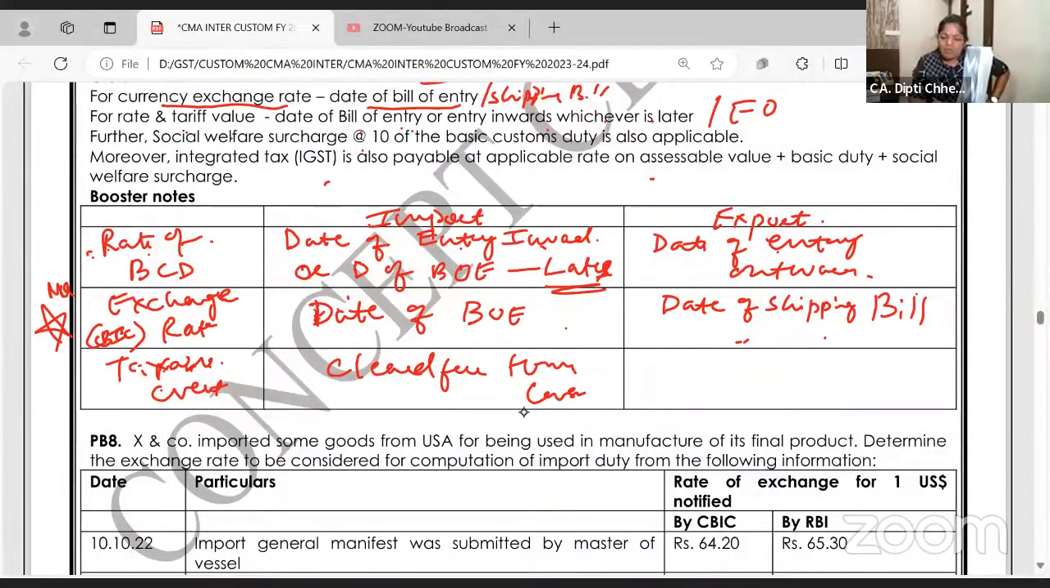For export goods, what is the procedure? PO orders, entry outward. PO orders, okay, you can take the goods outside. The goods have been unloaded, inspected, everything is done.